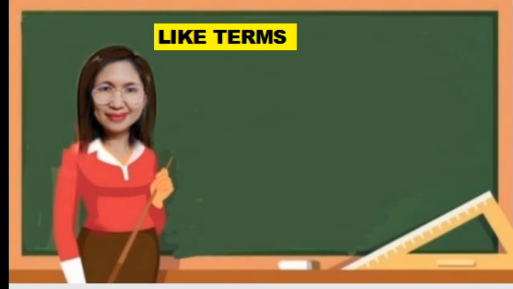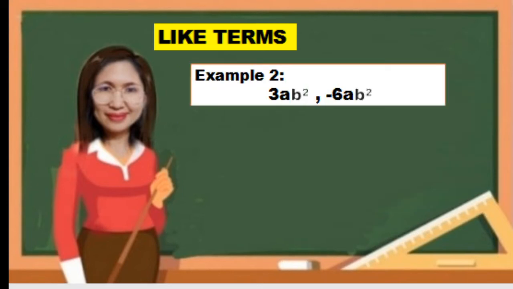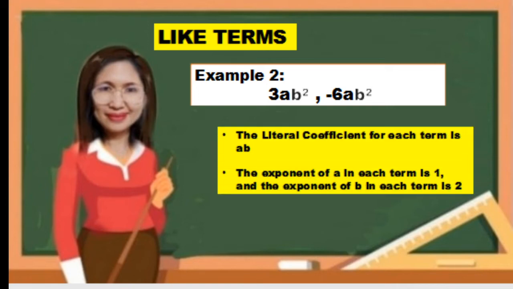Okay, let's have another. 3ab squared and negative 6ab squared. The literal coefficient for each term is ab. What's the exponent of a for 3ab squared? It's 1. What's the exponent of b? It's 2. They are the same. So, those terms are like terms. We will be using it in our lesson today.